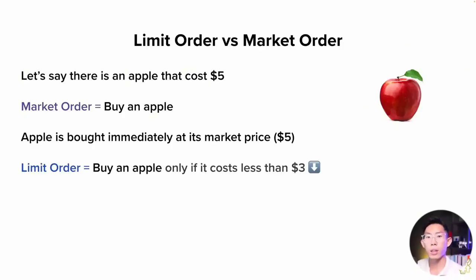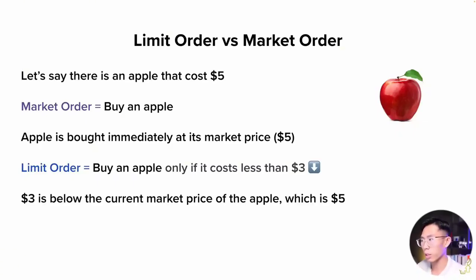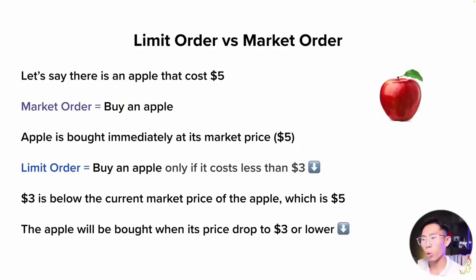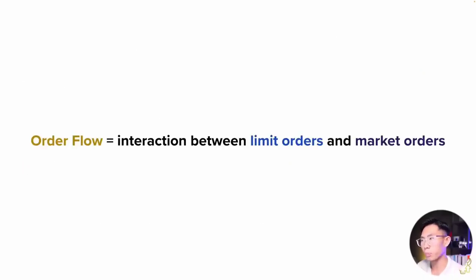A limit order is when there's some sort of condition. You only want to buy an apple if it costs $3. That means $3 is actually below the current market price, which is $5. So in that scenario, I only want to buy when it's at $3, but right now it's not at $3 yet. So I will wait until the price of the apple drops to $3, then I will get in for the order, right? That is essentially what a limit order is. The apple will be bought when its price drops to $3 or lower.